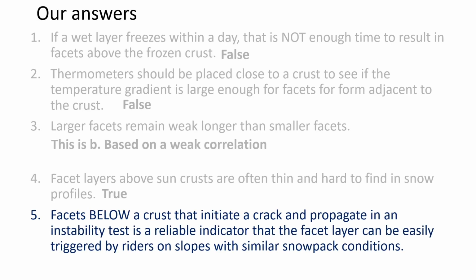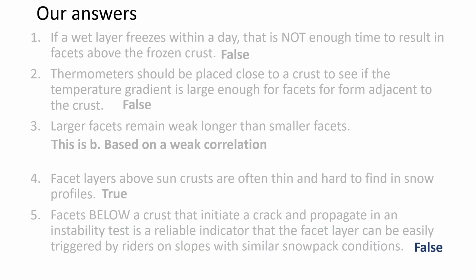5. Facets below a crust that initiate and propagate in an instability test is a reliable indicator that the facet layer can be easily triggered by riders on nearby slopes with similar conditions. This is false, since you have cut through the crust to isolate the column for your snowpack tests. The facets below the crust will initiate a crack much more easily than a rider on a nearby slope where the snowpack conditions are similar. Snowpack instability tests are better indicators of triggerability for facets above a crust than below it.